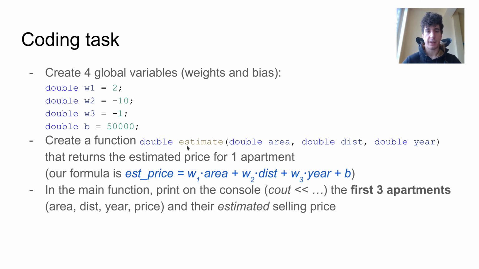Write the function estimate that takes the area, distance, and year as parameters and returns the estimated price for one apartment. And remember, our formula is the price is weight 1 times area plus weight 2 times distance plus weight 3 times year plus b. Also in the main function, print to the console, like cout in C++, the first 3 apartments, area, distance, year, and price, and their estimated selling price.